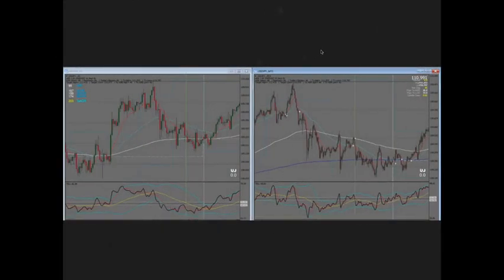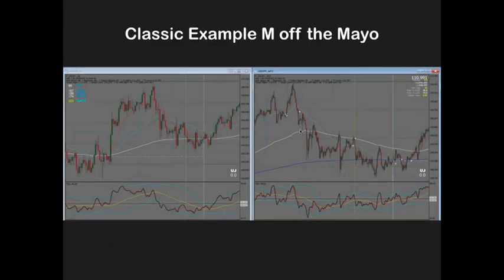This one here is what we would call a classic example of the M&W off the Mayo. In this case, it's an M. Okay, so I put these charts side by side so that you guys can see the contrast between the H1 chart and the M15. And I know it looks a little small, so on the next, don't worry, I have zoomed in views of these setups as well, so you guys can see clearly. Okay, but take a look here.